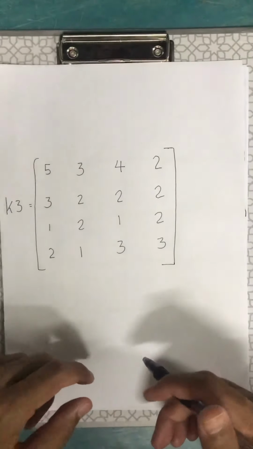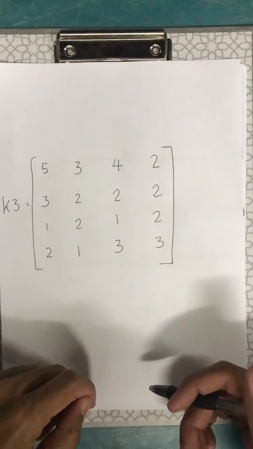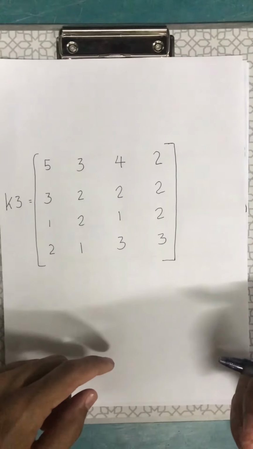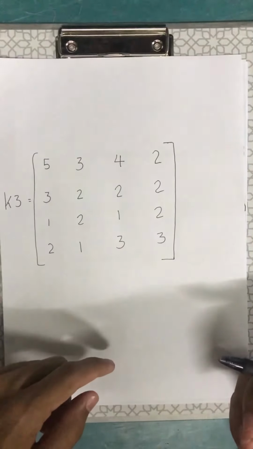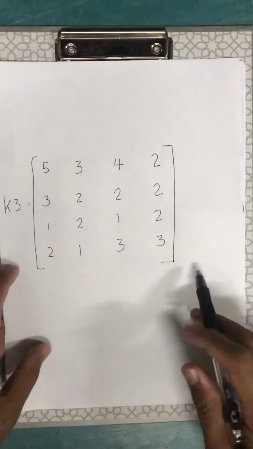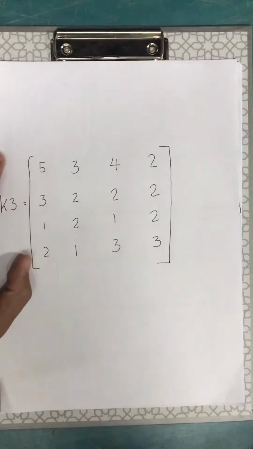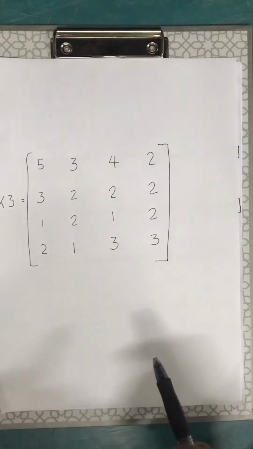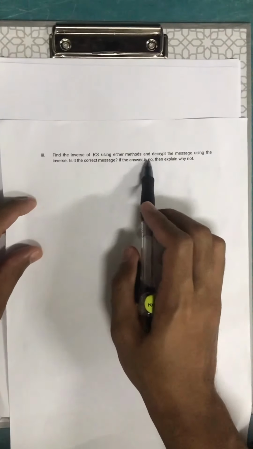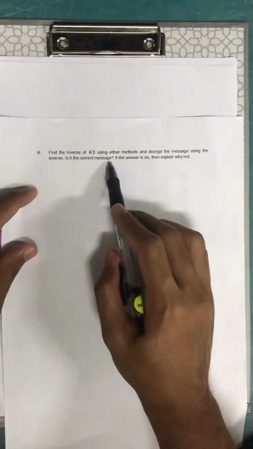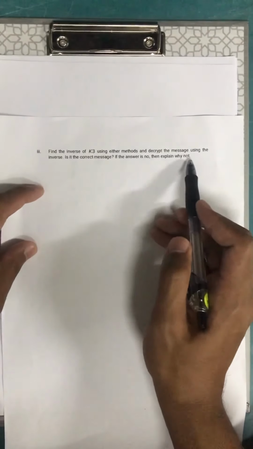Okay, so the final key that we were given to Wusu to identify the message that was given from Along is K3. So this is the matrix for K3: 5, 3, 4, 2, 3, 2, 2, 4. Okay, so the question is: find the inverse of K3 using either method and decrypt the message using the inverse. Is it the correct message? If the answer is no, then explain why.